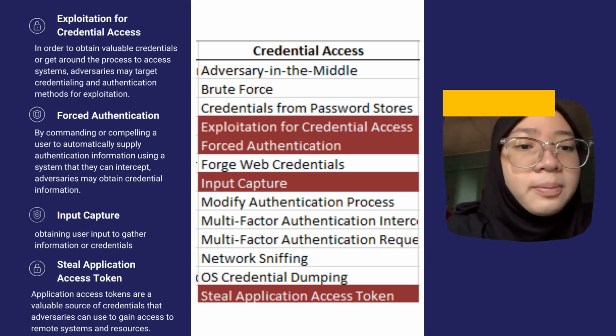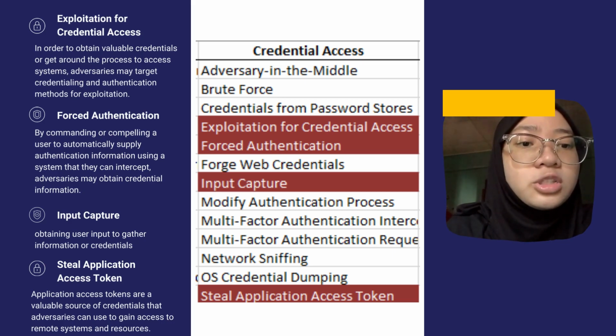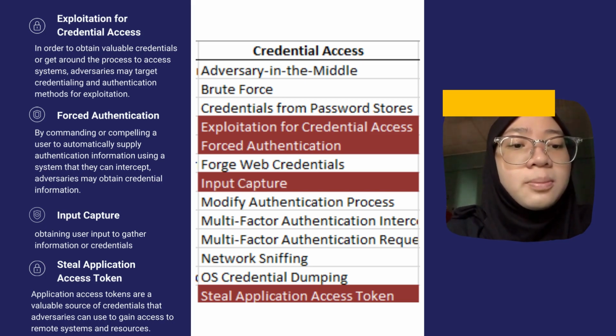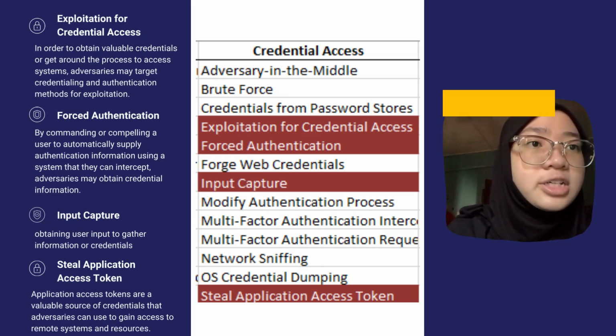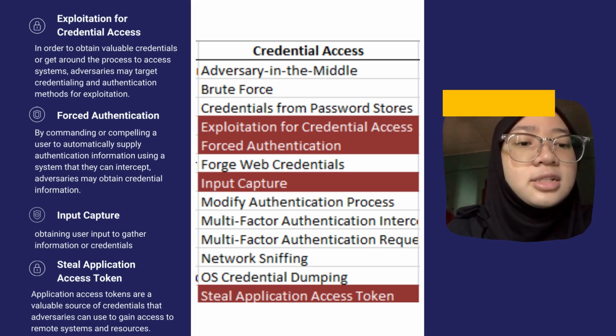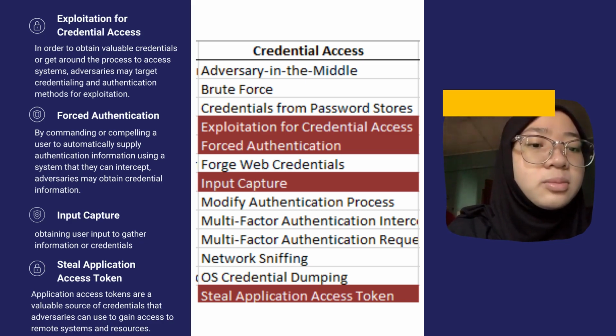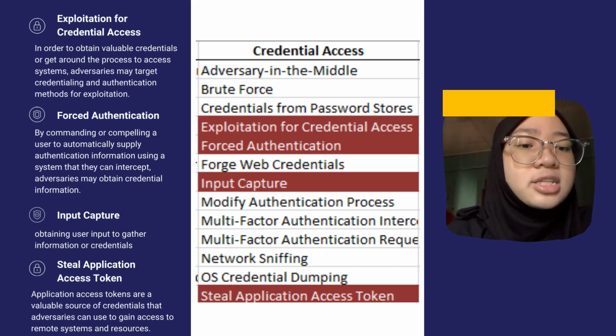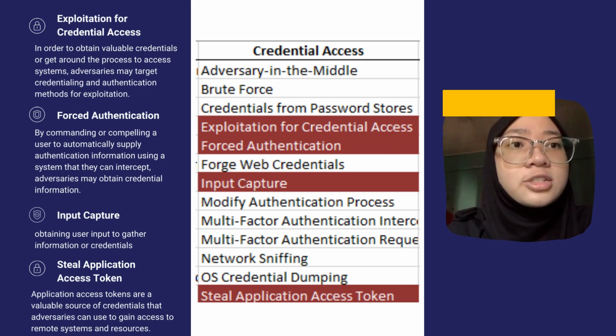By commanding or compelling a user to automatically supply authentication information using a system that they can intercept, adversaries may obtain credential information. The third one is input capture. By obtaining user input to gather information or credentials. And lastly is steal application access token. Application access tokens are a valuable source of credentials that adversaries can use to gain access to remote systems and resources.